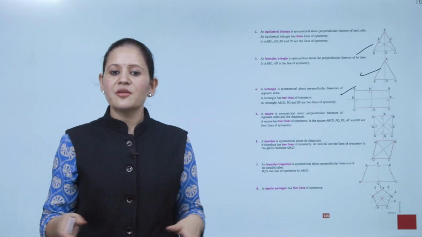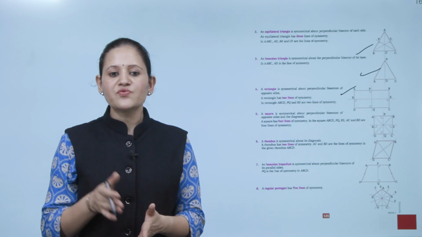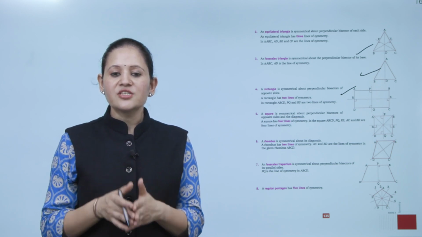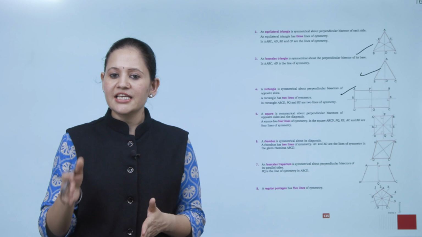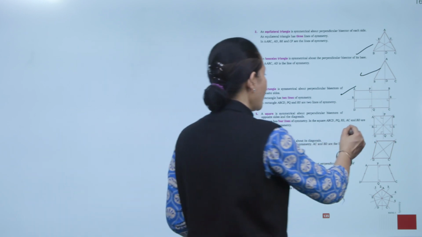A square is symmetrical about the perpendicular bisectors of opposite sides and the diagonals. The square has four lines of symmetry. In square ABCD, PQ, RS, AC and BD are the four lines of symmetry. So a square has four lines of symmetry.